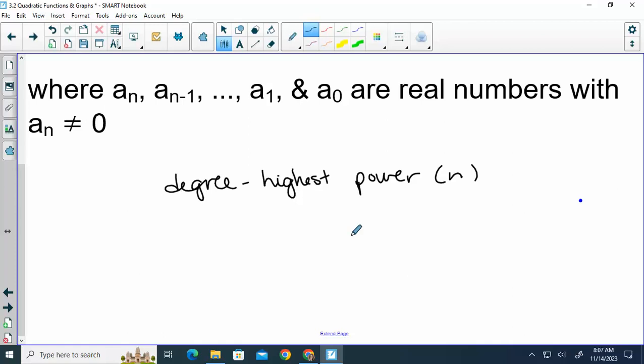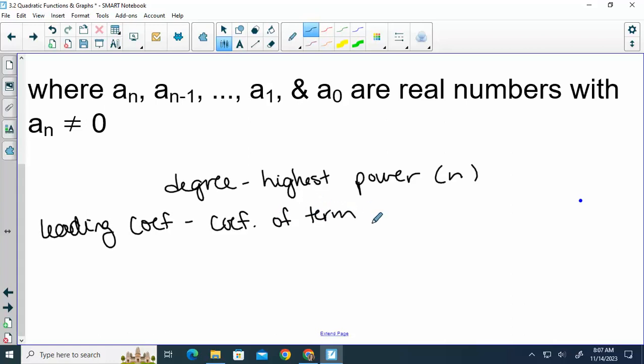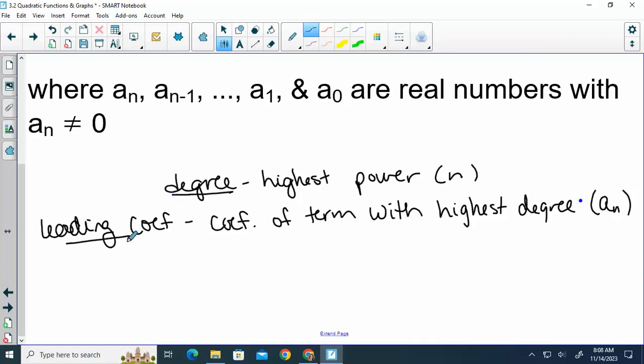The leading coefficient. That is the coefficient of the term with highest degree. So if our degree is n, then a sub n, the a in front of that term, is the leading coefficient. Again, it doesn't have to be the first coefficient in our polynomial. We find the term that has the highest power, and the coefficient of that term is the leading coefficient.